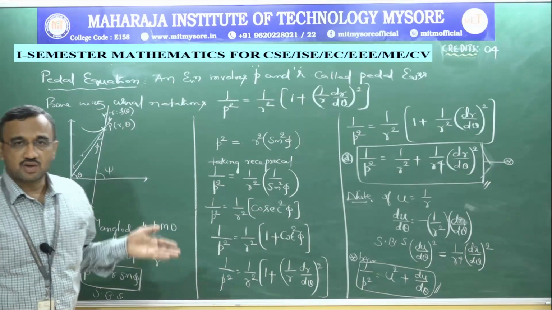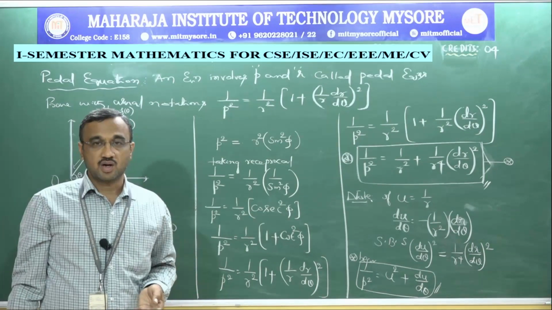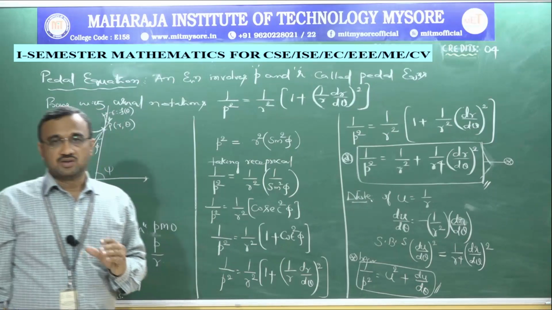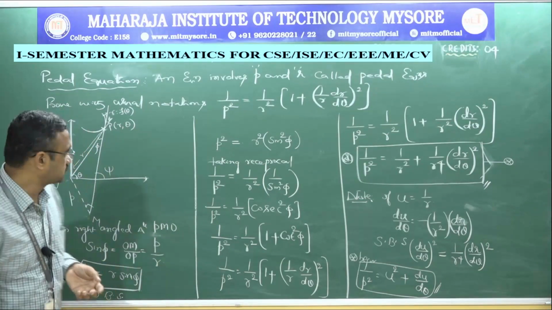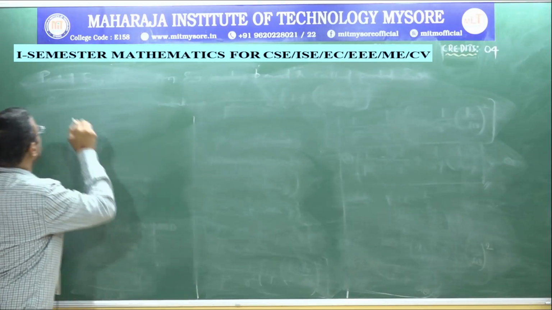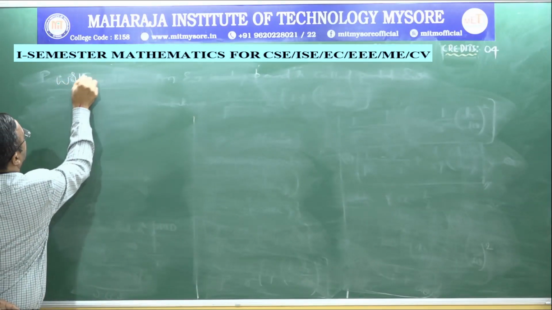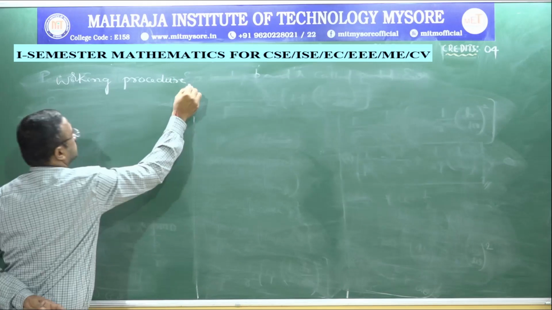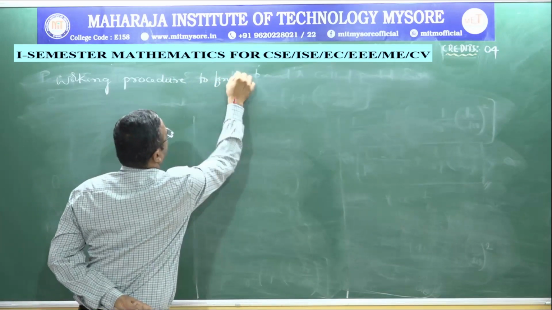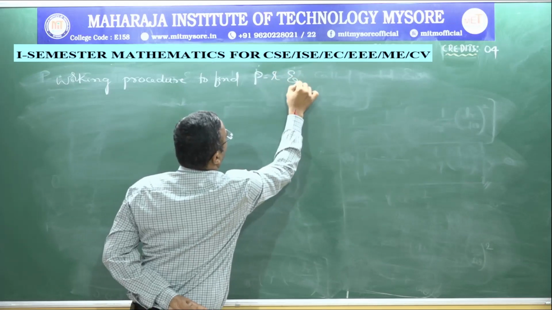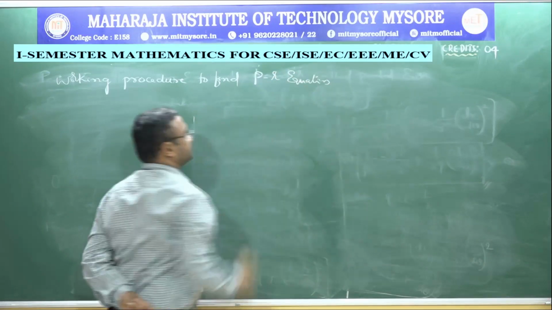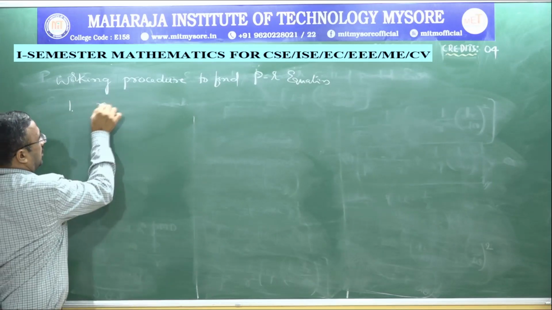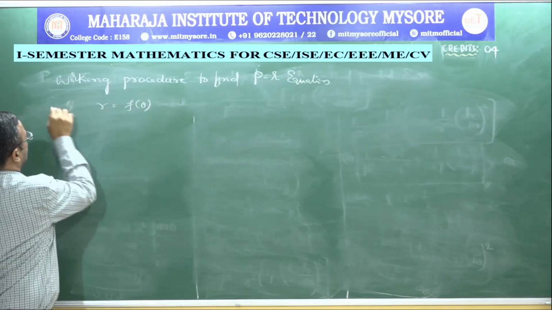After learning this, now we are going to solve some problems. How to form a pedal equation? First you have to understand the procedure to form a pedal equation. So you have to remember the working procedure to find the pedal equation, that is the PR equation, we simply call it the PR equation. The first step, you have to take a given polar curve, r equal to f of theta, for a polar curve.